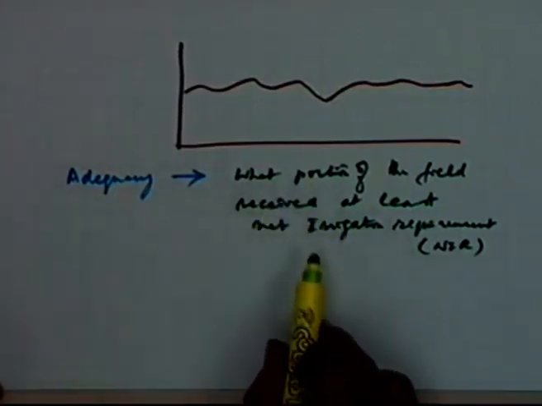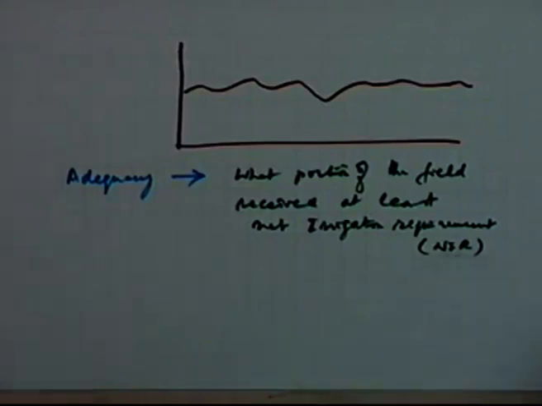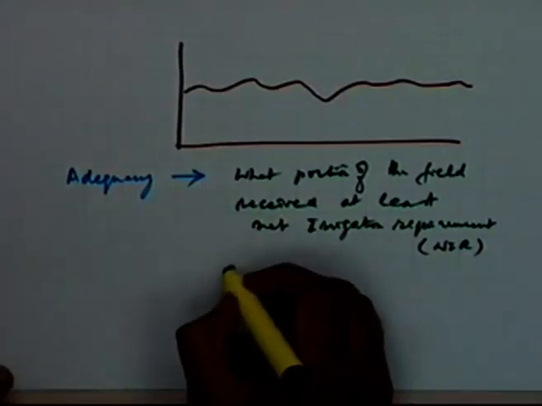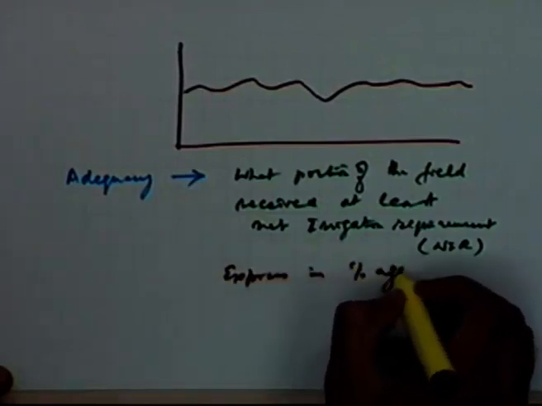All those areas which are at least receiving the net irrigation requirement are adequately irrigated. All the remaining areas are under irrigated areas. And this adequacy level we normally express in percentage.